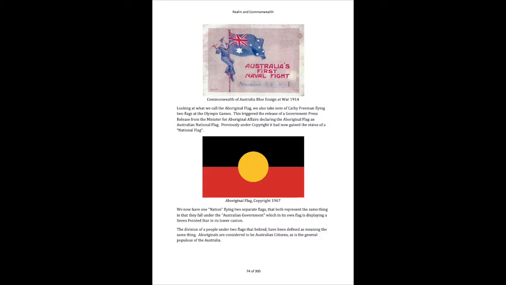We now have one nation flying 2 separate flags that both represent the same thing, in that they fall under the Australian government, which in its own flag is displaying a 7-pointed star in its lower canton. The division of a people under 2 flags that we have defined as meaning the same thing. Aboriginals are considered to be Australian citizens, as in the general populace of Australia.